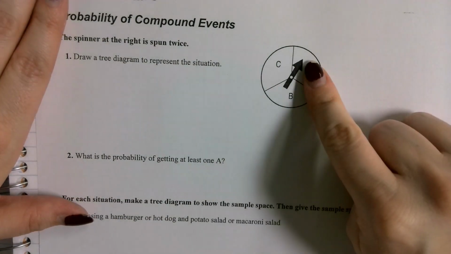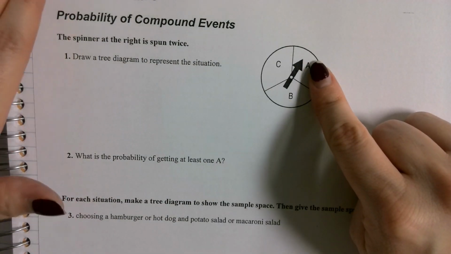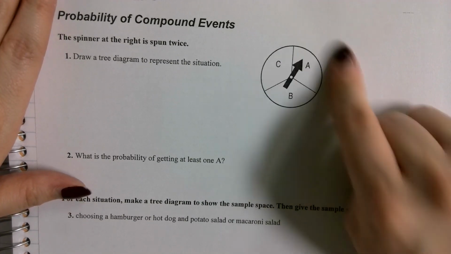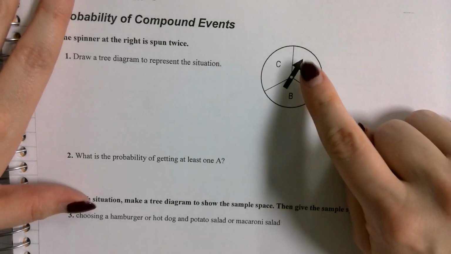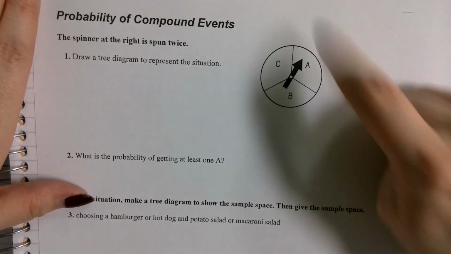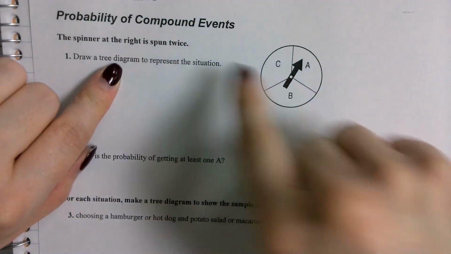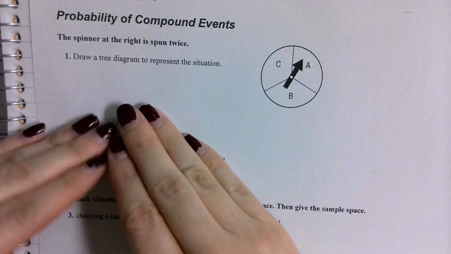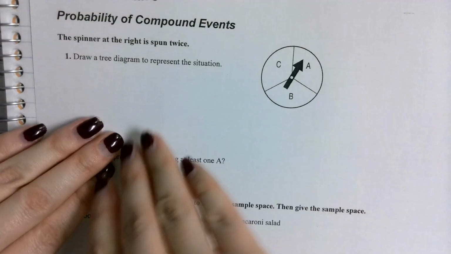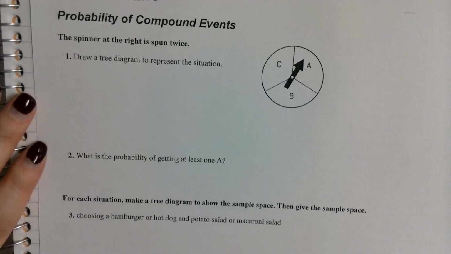So if I land on A, can I land on A again? Yeah, I'm spinning it, right? This isn't an arrangement. This is just spinning. So if I spin it, I could land on A, but I could land on A again, or I could land on B, or I could land on C. If I spin and land on B the first time, I could land on A, B, or C the second time, and so on and so forth.